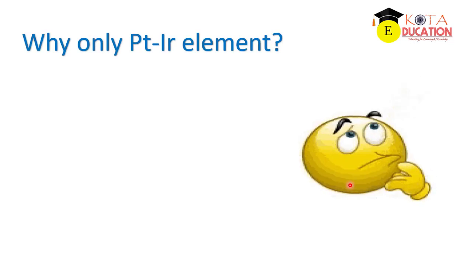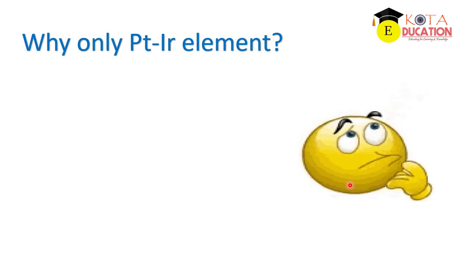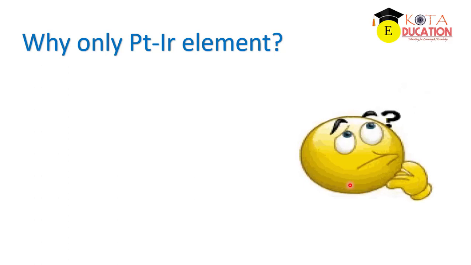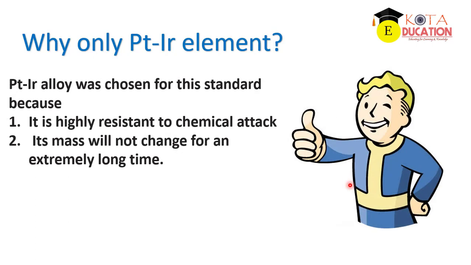Now the question might be coming, sir, why have we taken the platinum or iridium element only? We should take sodium or potassium also. We should take mercury as well as gold also. Why did we take only platinum and iridium? The answer for this one is that it is highly resistant to acid attack. Whether it is an acidic attack or basic attack, it resists the presence of acid or base. Moisture also does not affect it. That's why they took the platinum iridium alloy.